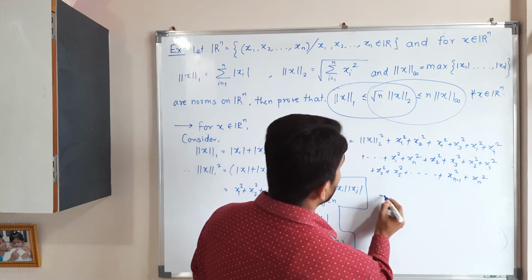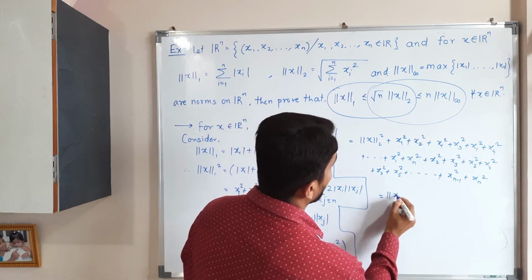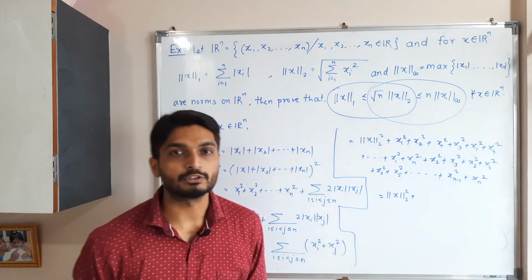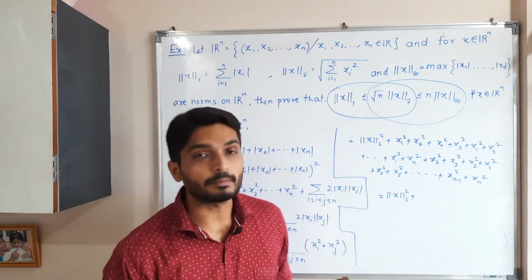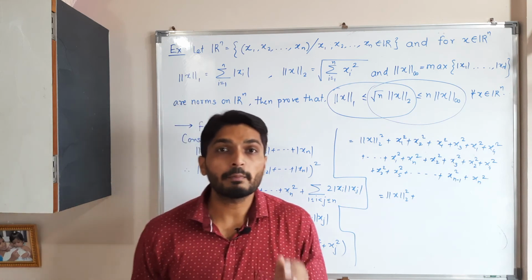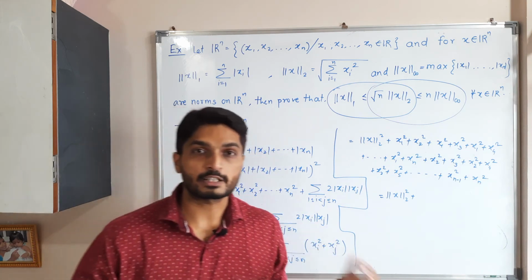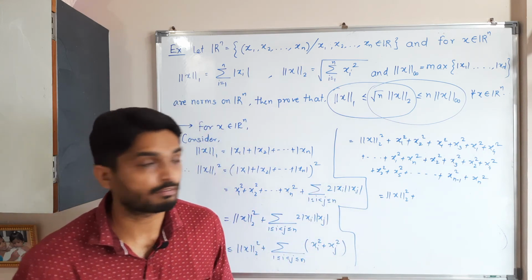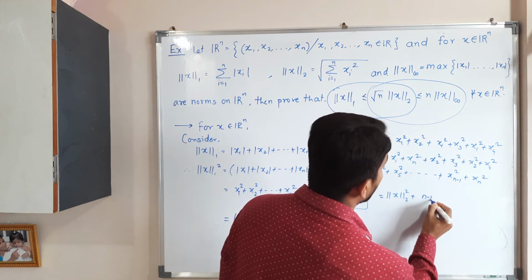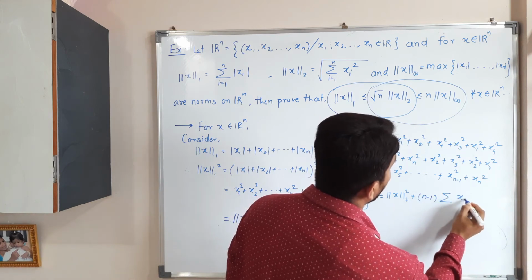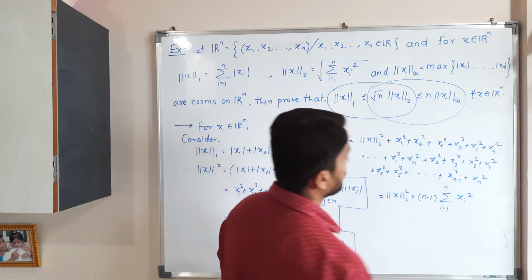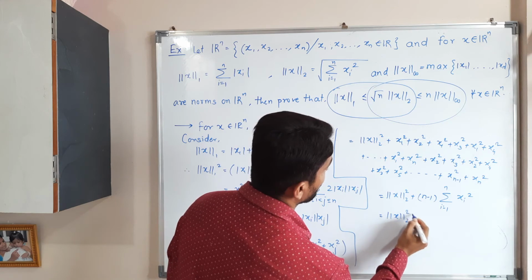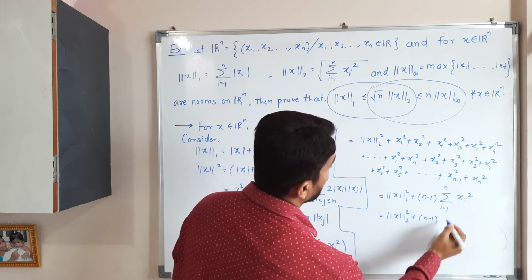So this is equal to norm x2 square. If you look properly at all these terms, you can easily understand that each term is appearing n minus 1 number of times. If you consider x1 square, it is repeating n minus 1 number of times, x2 square is repeating n minus 1 number of times. So simply I can write this as n minus 1 times the summation of xi square, i running from 1 to n.